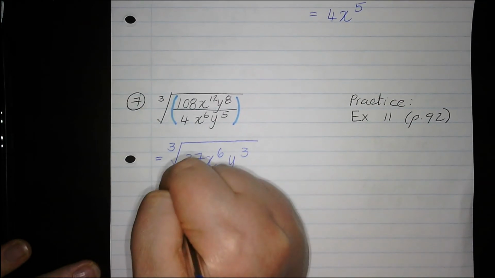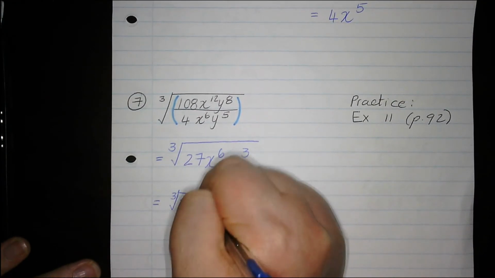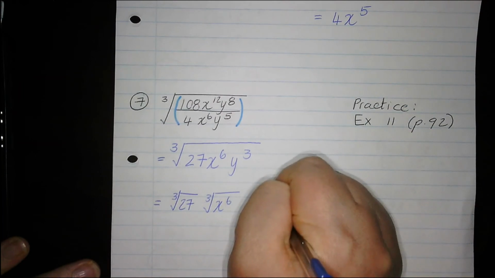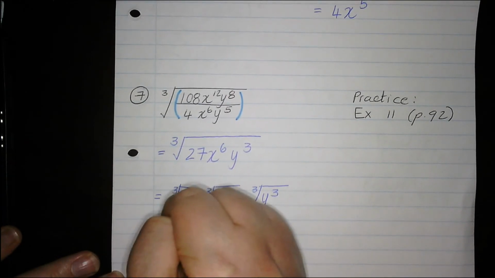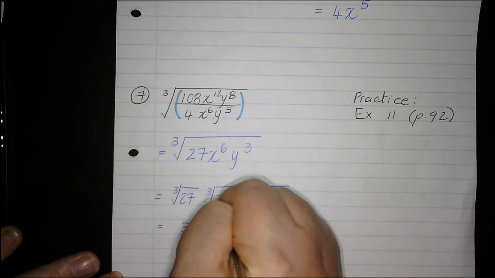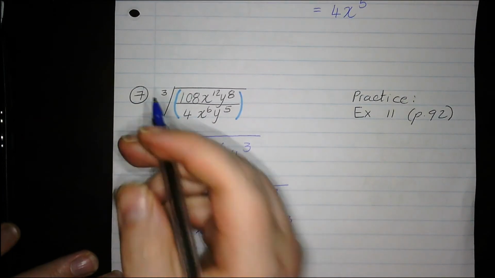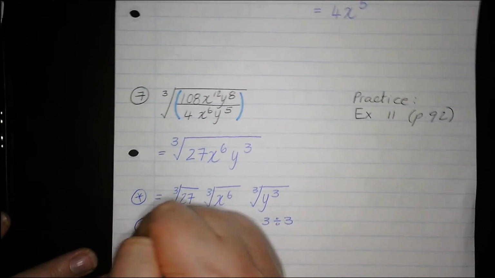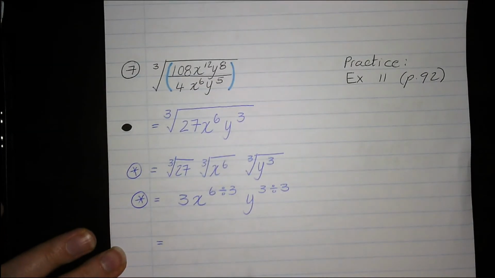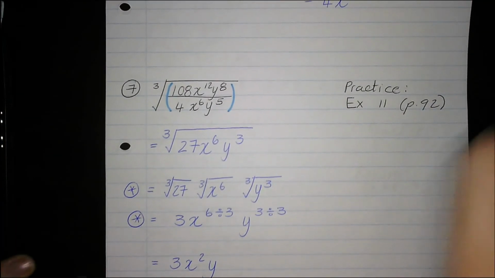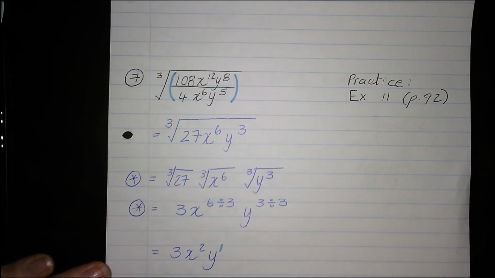Then we split it up over the 27, over the x to the power 6, and over the y to the power 3. That's going to give me 3x, and then divide the exponent by 3 and divide the exponent by 3. Again, you don't need this step or that step. You can skip directly to this one. That gives you 3x squared y to the power invisible 1. But if you write the 1, that's not wrong. To practice this, you're going to practice exercise 11 on page 92.